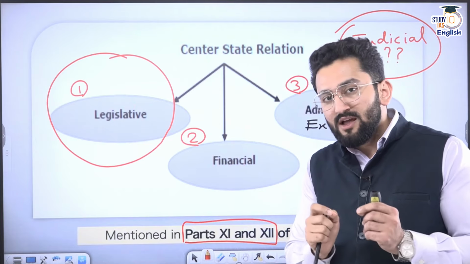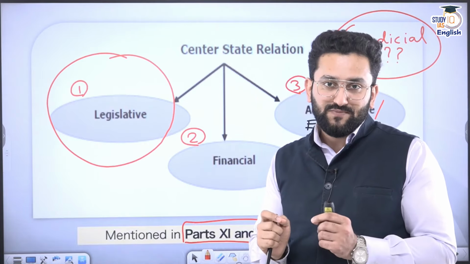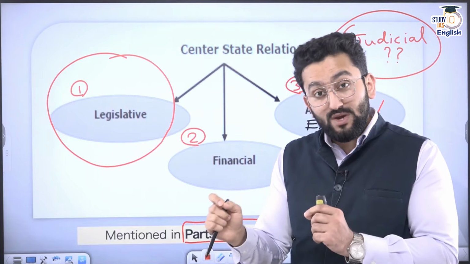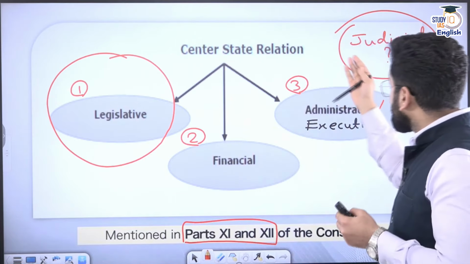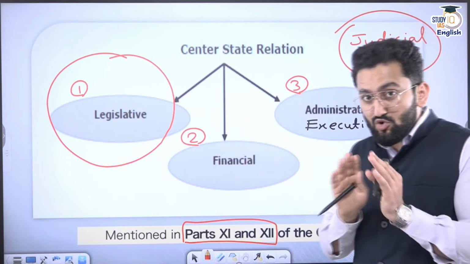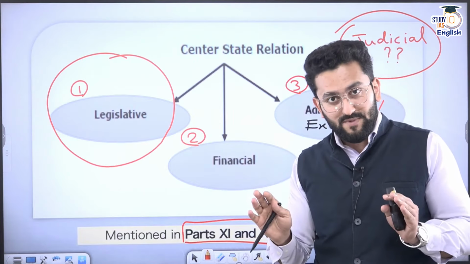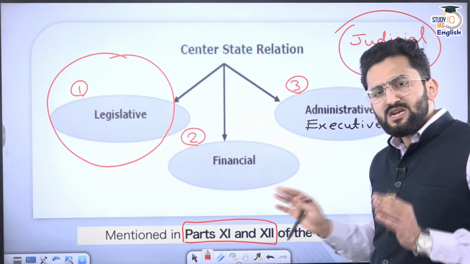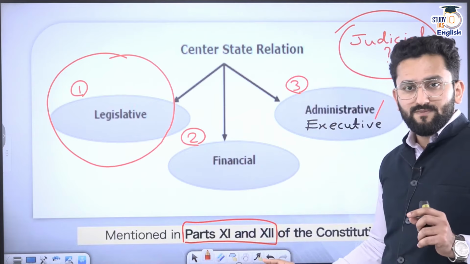The reason is, in India we adopted integrated model of judiciary. But in case of US, they have division between federal government and state government on the basis of judicial as well. But we don't have that. We have only three areas of division of power. This division is clearly mentioned in our constitution in part 11 and part 12.